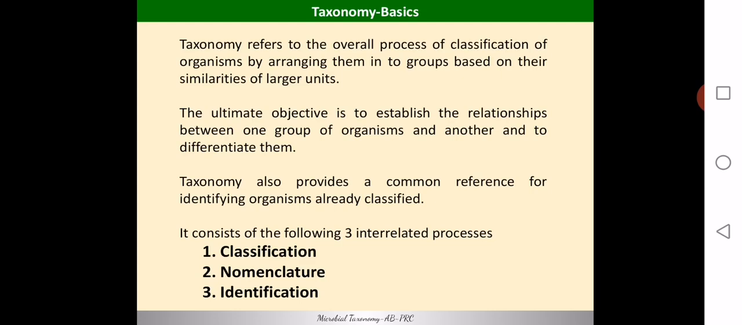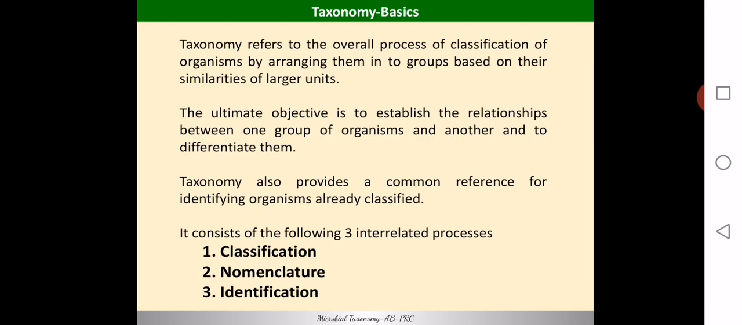And now we are moving into the basic discussion of taxonomy. Taxonomy, in short, refers to the overall process of classification. It's actually a practical way of classifying organisms, arranging them into groups based on their similarities into larger units. So based on similarity, organisms are categorized into larger groups. That's what we call taxonomy.